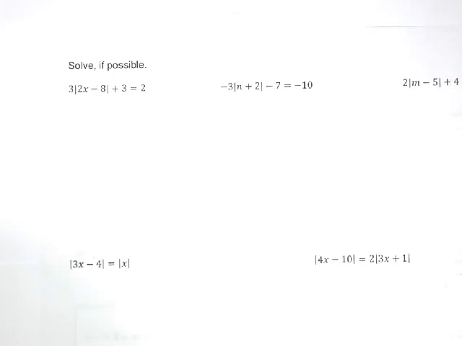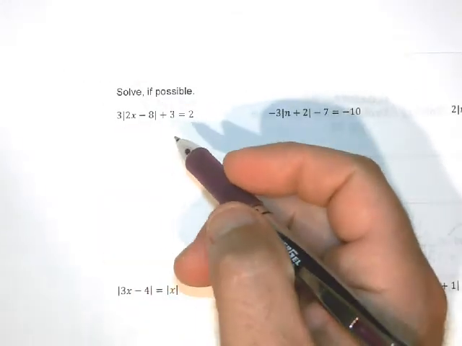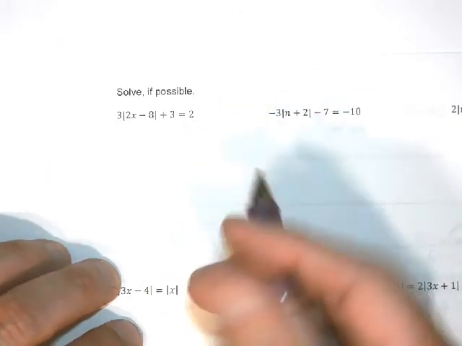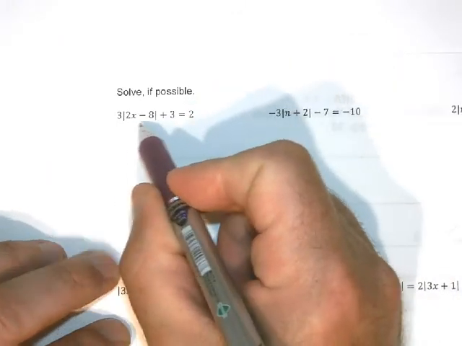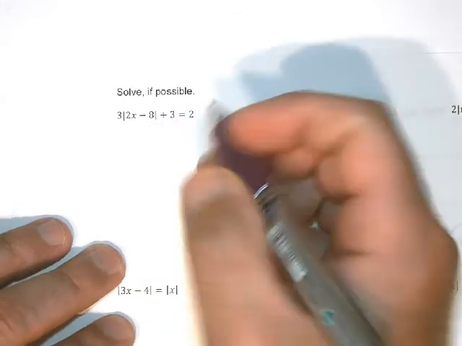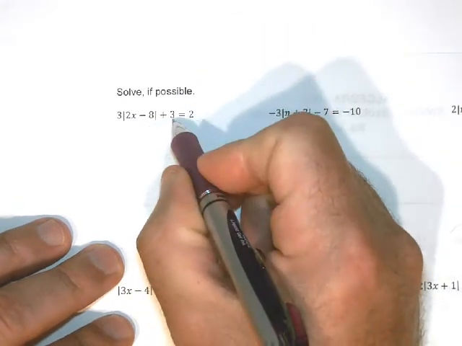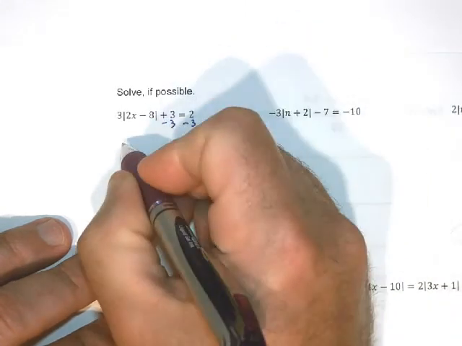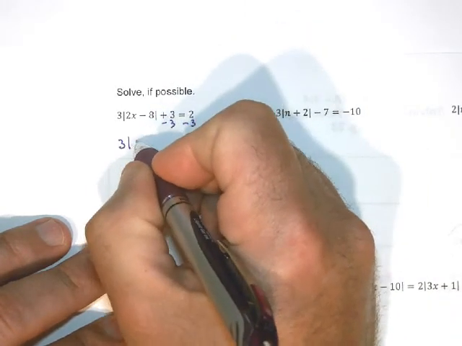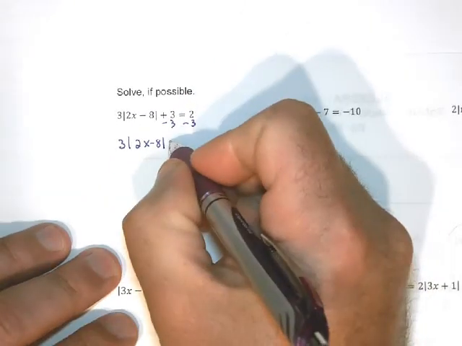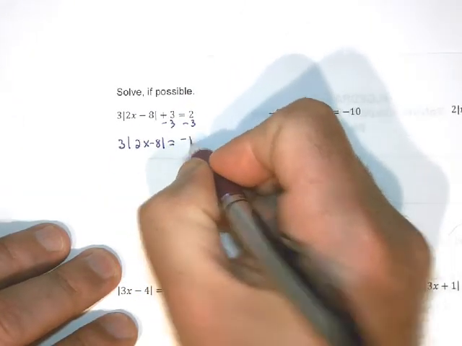First things first, we start with our first one. We've got to get our absolute value by itself. So, order of operations, working that backwards, I'm going to subtract my 3. Then we get 3 times the quantity 2x minus 8 equals minus 1.